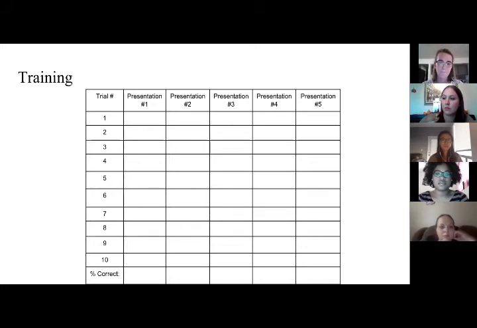The training phase consisted of 6 sections. Training in each section continued until the participant responded correctly for 90% or more of trials, or did not respond correctly on at least 90% of trials after 5 presentations of the same section. Each presentation had 10 trials.